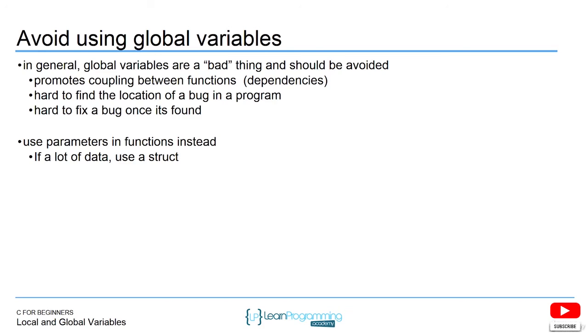And for a function that takes a lot of data, you can use something called a struct, which we haven't talked about, but that's another way to do that. So don't use global data as much as possible, only when necessary. Make sure you understand the code, and make sure you document it really, really well, so that somebody else looking at the code immediately knows that you're using global data and knows how everything works.